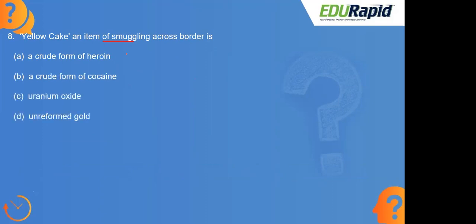Yellow cake, an item smuggled across borders, is a crude from heroin, a crude from cocaine, uranium oxide, or unrefined gold.